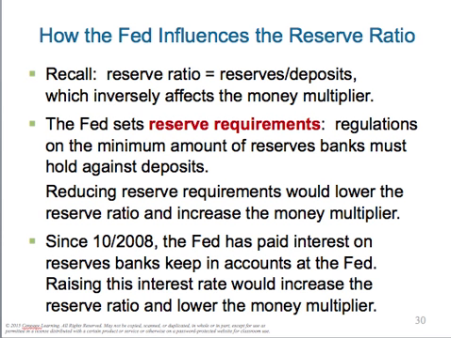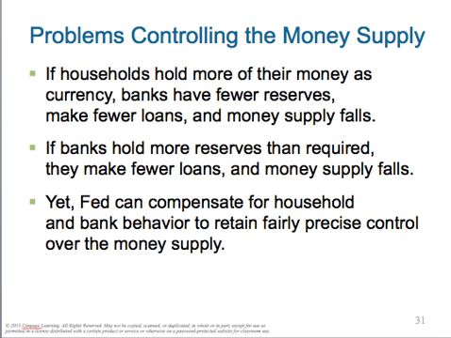Since about September 2008, the Fed has paid interest on reserves banks keep in accounts at the Fed. So they've kept some money at the Fed themselves. The banks can keep reserves both in their vault and also at the Fed. Raising this interest rate would increase the reserve ratio and lower the money multiplier. Okay, so they have to be careful how they set those rates. You can take money in and out of the economy.